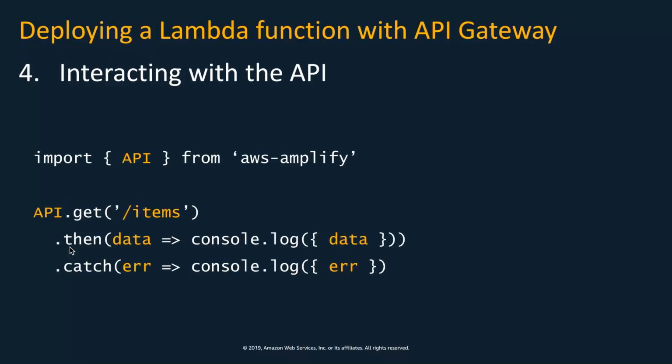After we've deployed our function and our API, to interact with it from the client, we're going to import the API category, or the API class, from AWS Amplify. We can then call api.get, passing in the API name as well as the endpoint, and this is going to return some data. It's going to return a promise, so we can either do .then or we can say async await, and either one of those would work.